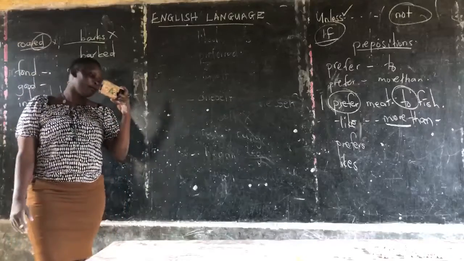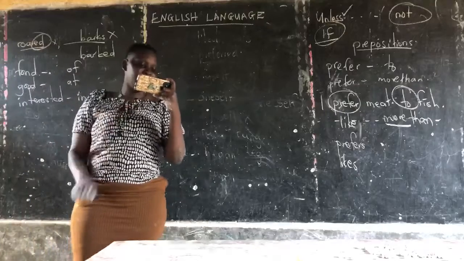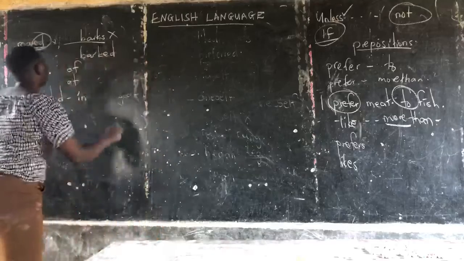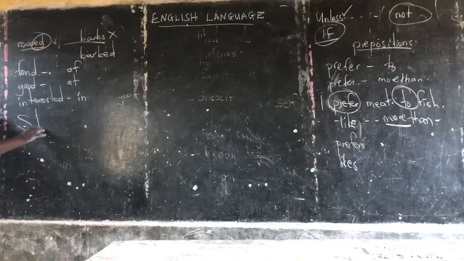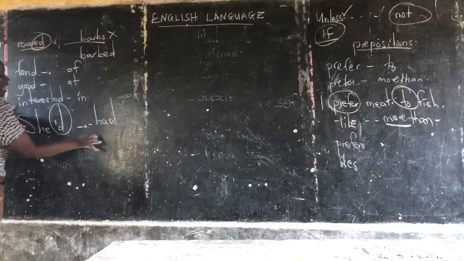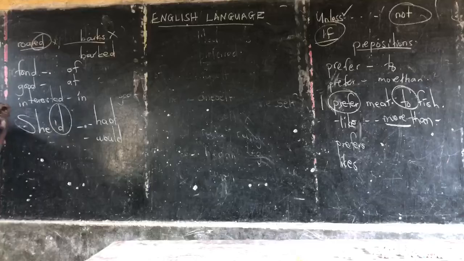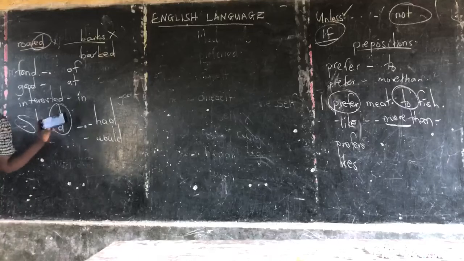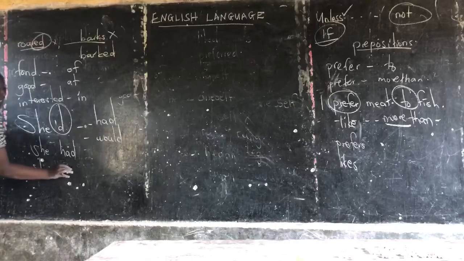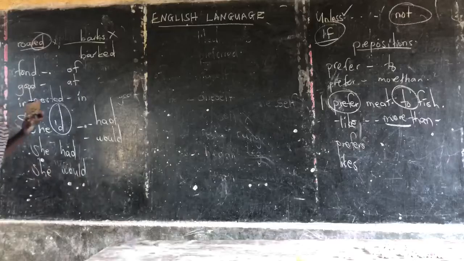Then next, in questions 11 to 13, write the given contractions and abbreviations in full. Number one: we have she'd. This 'd here normally stands for two words: had and would. So we say she either says she had or she would. Both answers are correct.